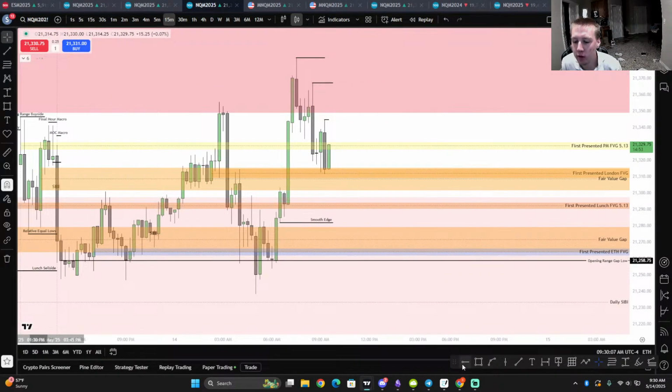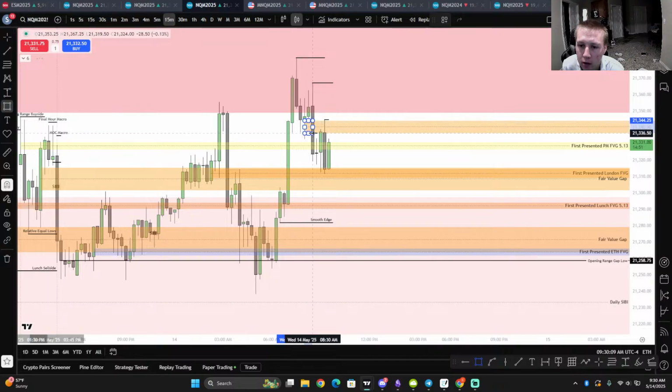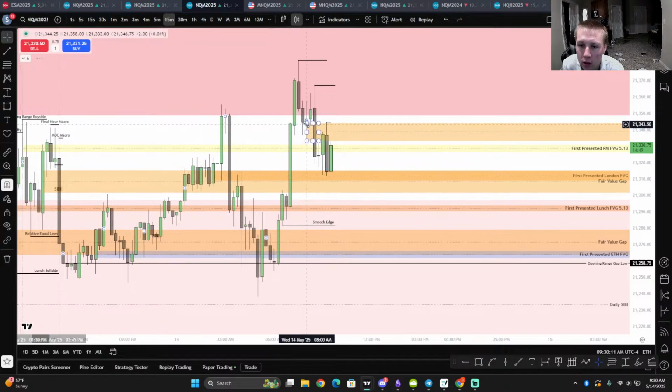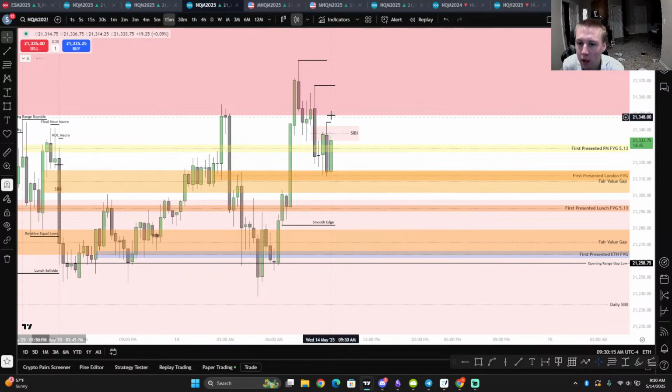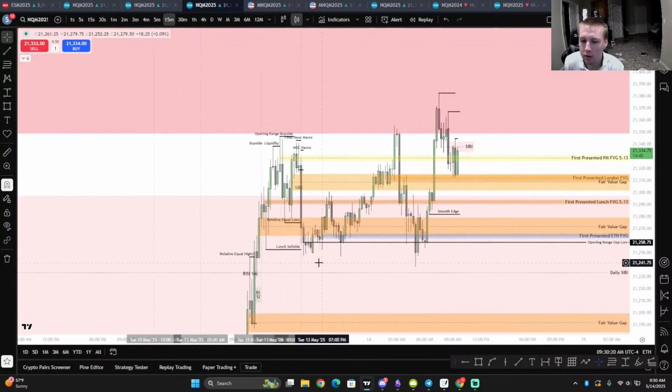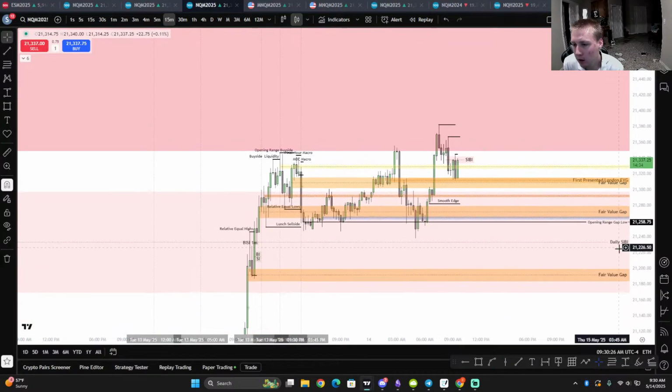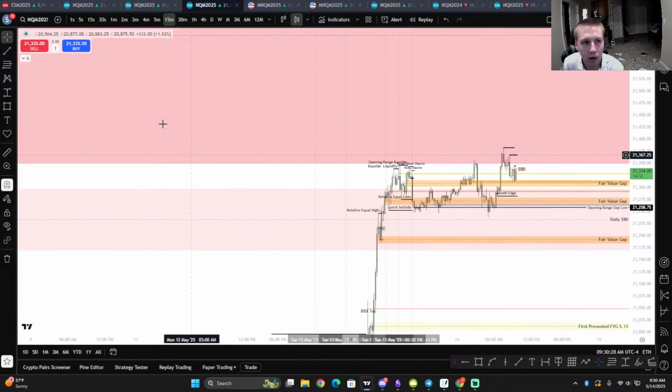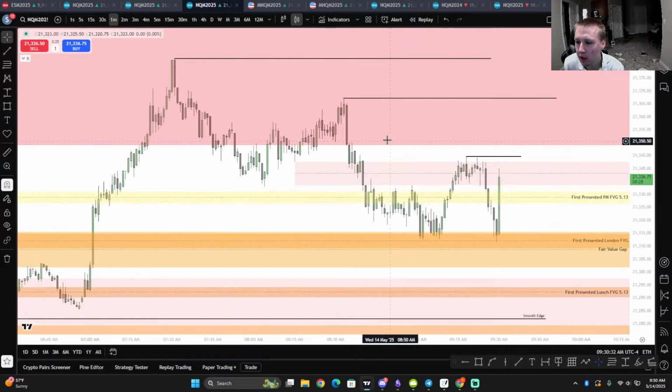All right, we do have this 15-minute fair value gap right here. Noting that. I wouldn't mind us coming up like we are now, taking this high here. Where's the smooth edge? We've already taken sell side liquidity, and then we've taken buy side liquidity. So in my opinion, there's not a clear draw on liquidity on the board. So therefore, I'm not really interested in taking anything.